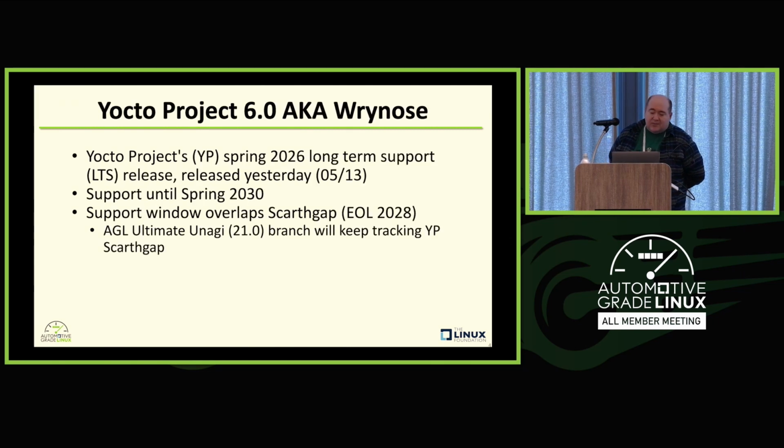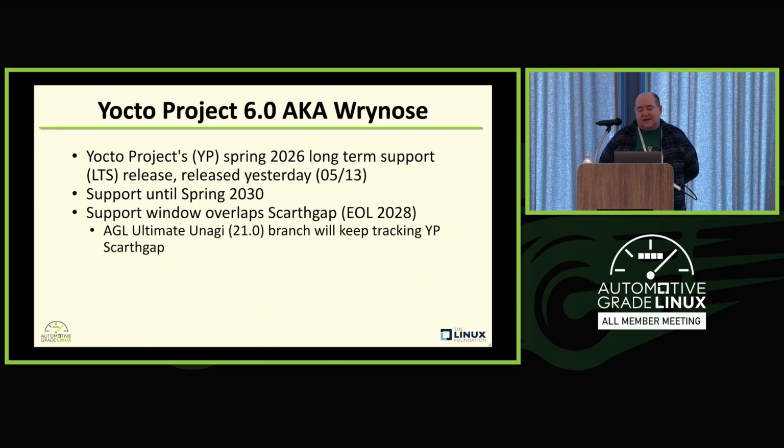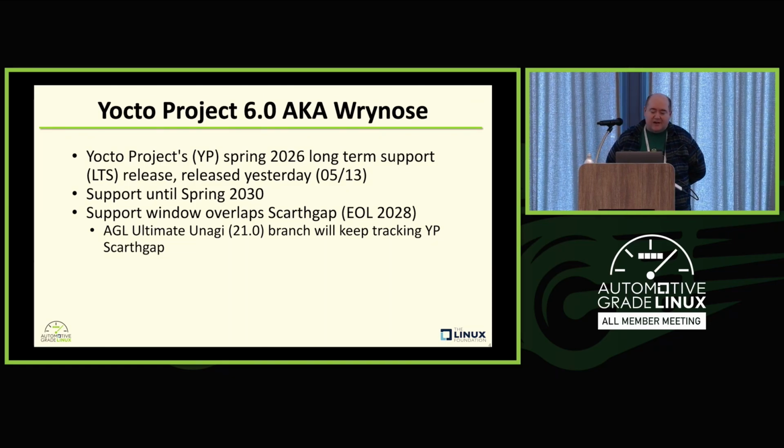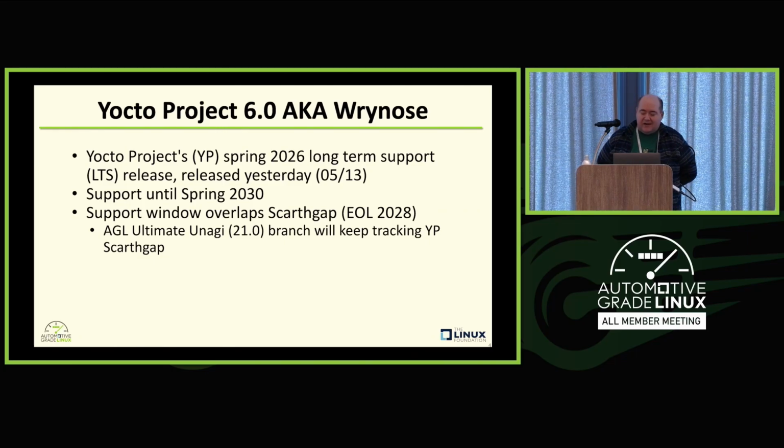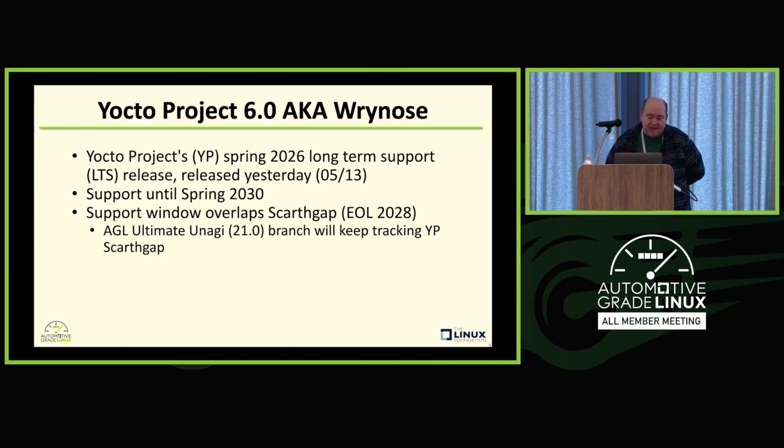So what is Yocto Project 6? It has the lovely to pronounce codename Wrynose. It is the spring 2026 LTS release of Yocto Project, which was supposed to be, I guess, officially announced last week, but it slipped into this week. So it was yesterday the official announcement email went out.